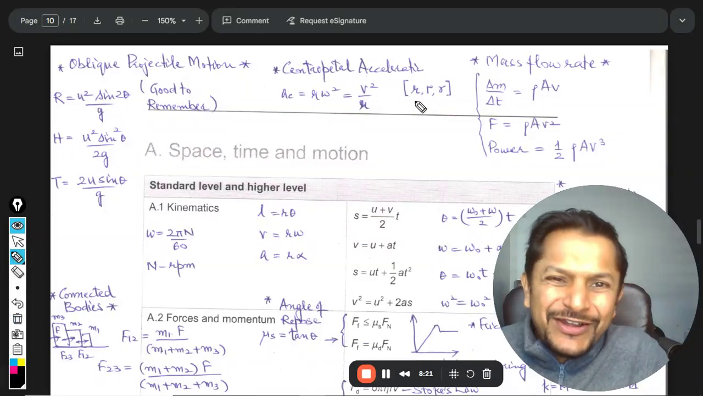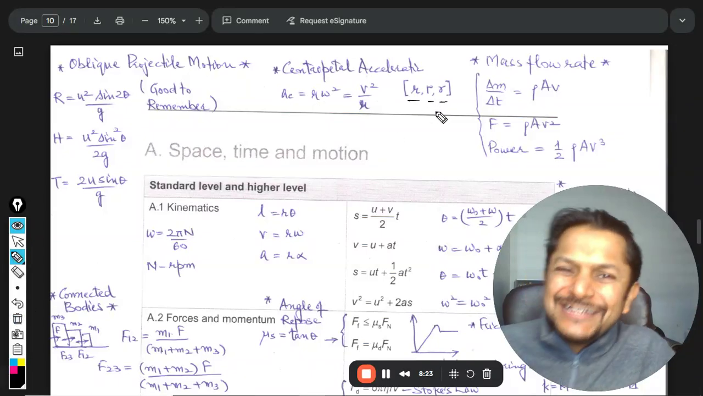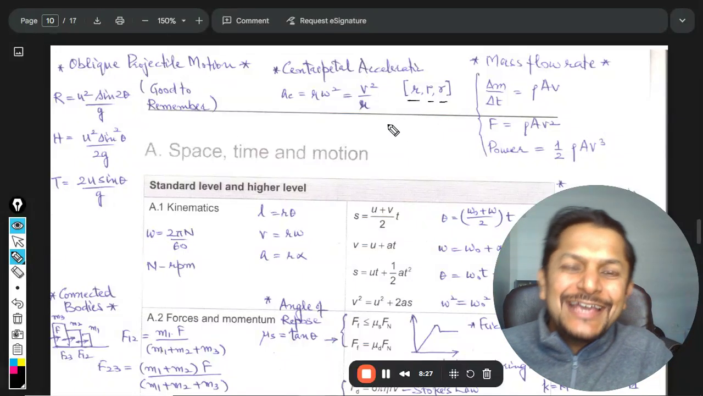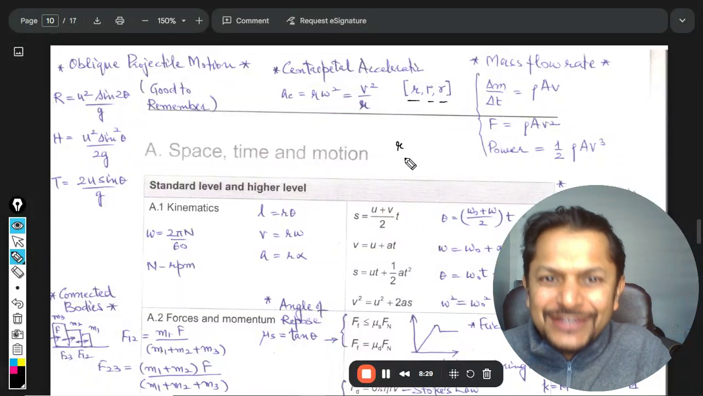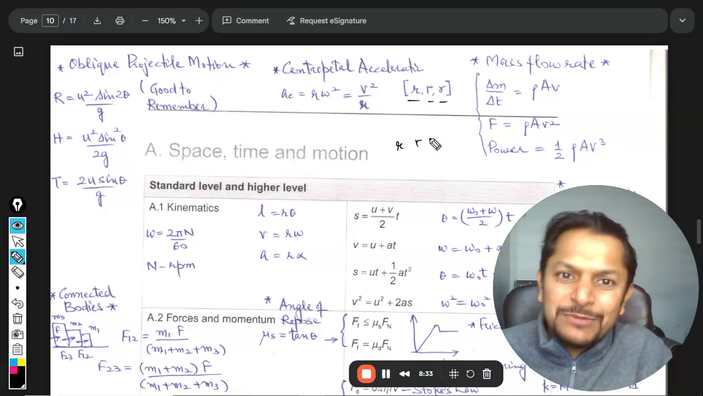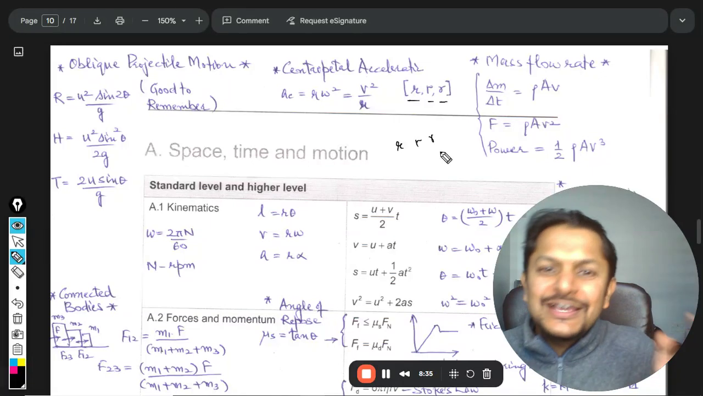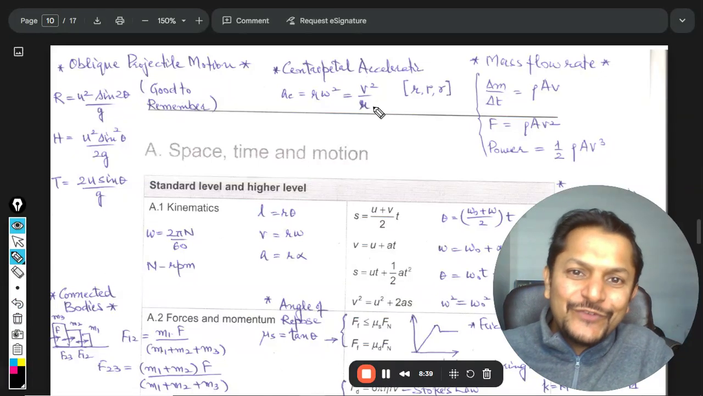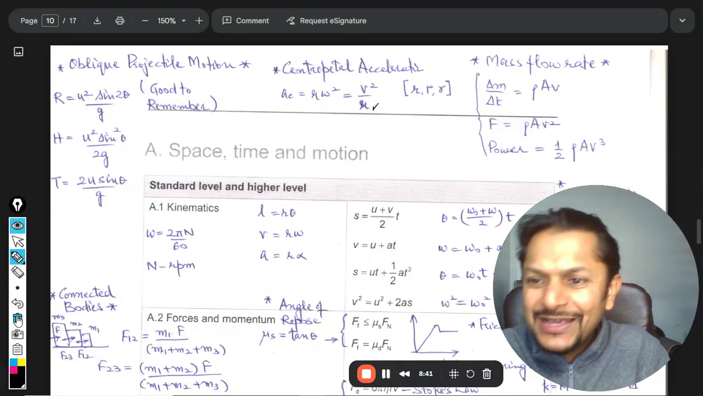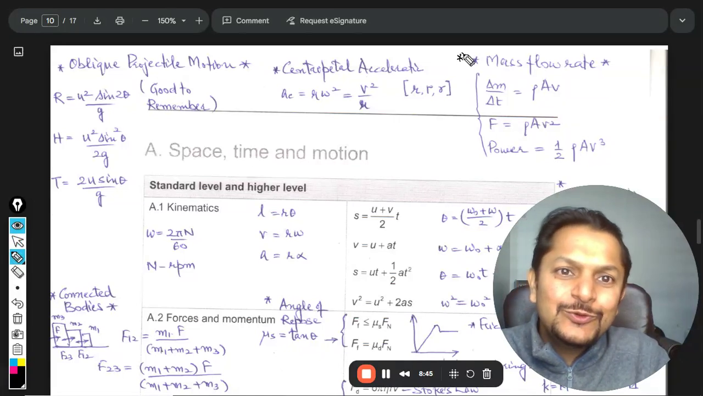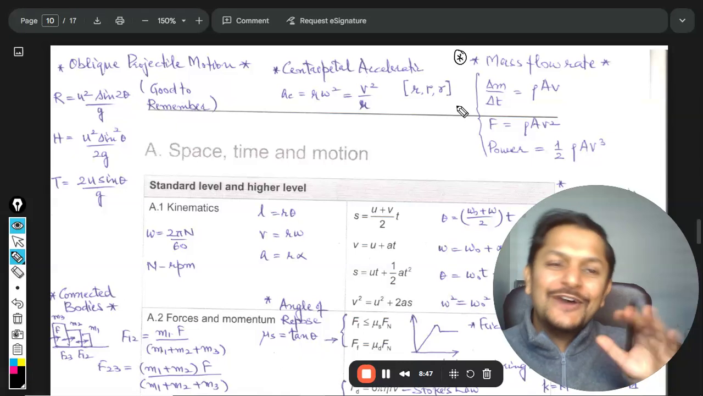A funny thing here: I have given three types of r, which does not actually mean anything. In India this r is more popular, but in other countries that r is popular, and in some other countries they write r like this. These are all various ways of writing the r, so do not get confused. This is radius.